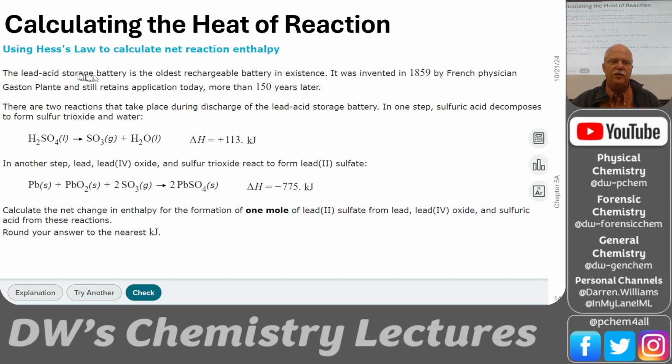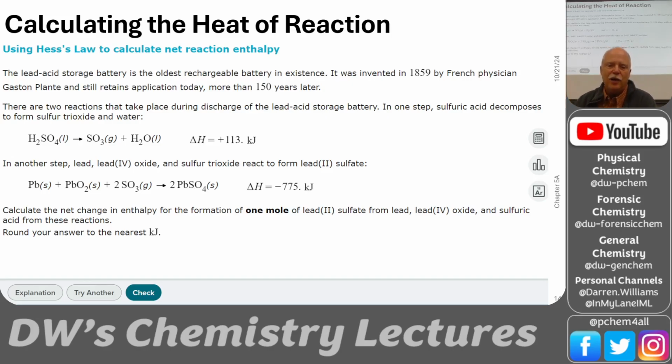So the lead acid storage battery is the oldest rechargeable battery in existence. Can you believe we've been using them since 1859? That's crazy. Okay. Still 150 years later. Okay, there's 2 reactions that take place. In one step, sulfuric acid decomposes to form sulfur trioxide and water. In another step, lead and lead-4 oxide and sulfur trioxide form lead sulfate. So calculate the net change.